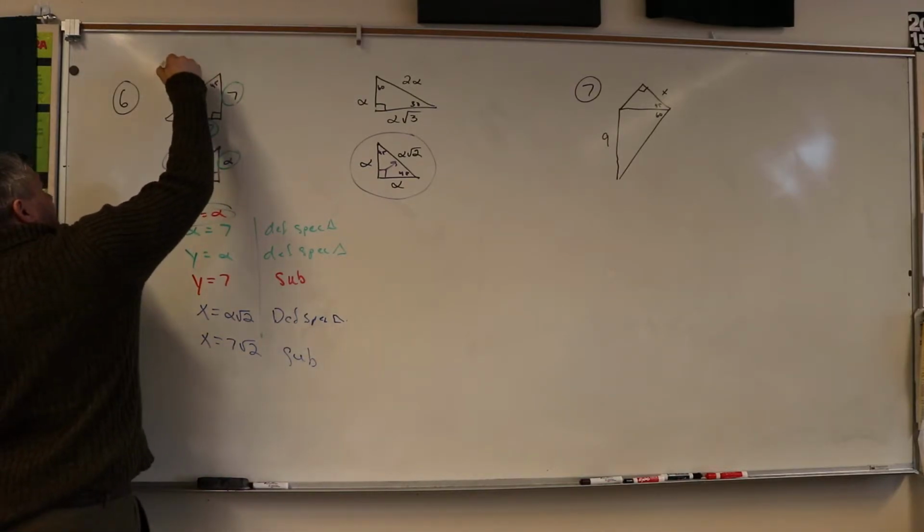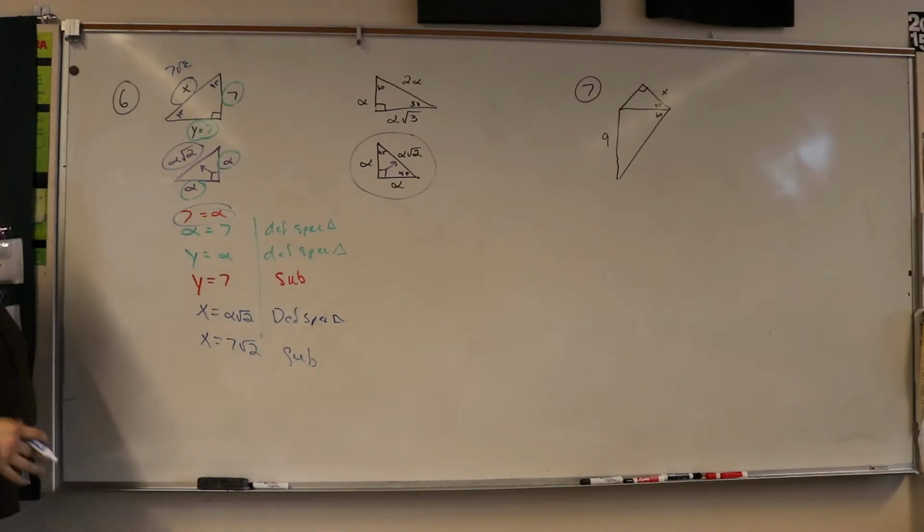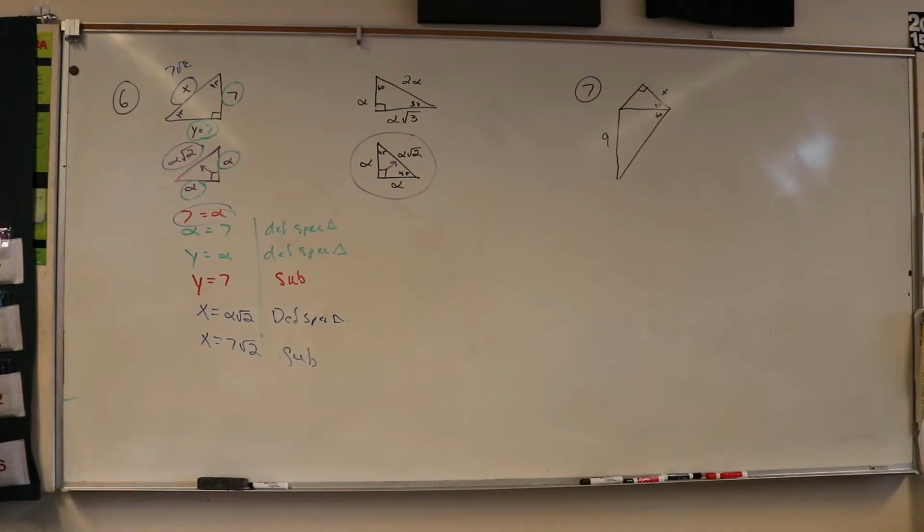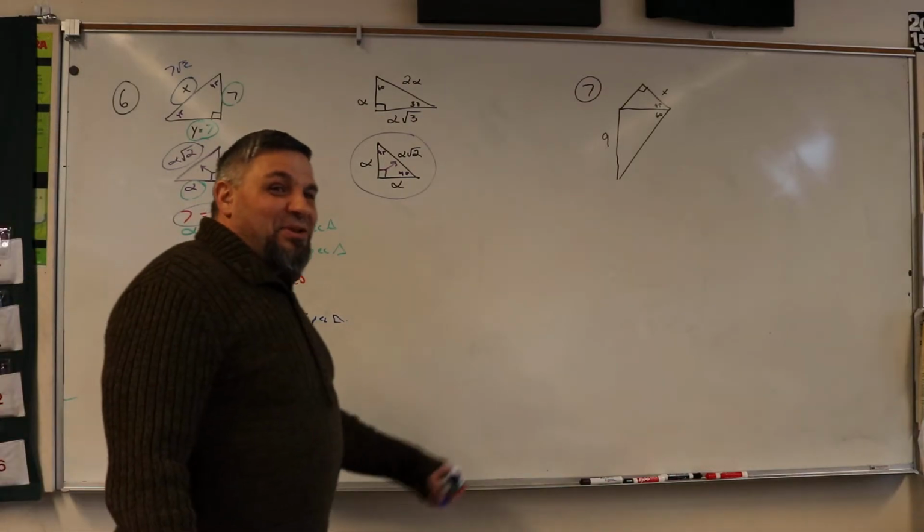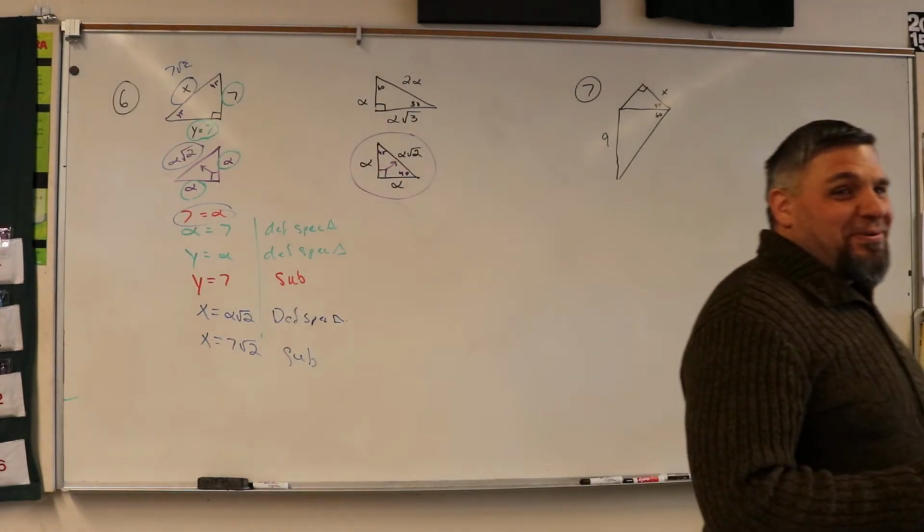7 square root 2. Oh, wait, is this just like a squared plus b squared? Yes. Wait till the next problem. Yeah, if you think that's hard, this next problem's going to throw you for a loop.